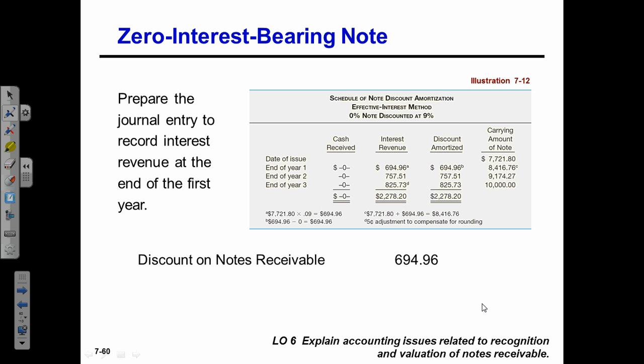Revenue at the end of the first year, debit the discount, credit interest revenue. It goes away. Everybody good? And then we do the same thing the next year and the next year. The discount's gone after 3 times.